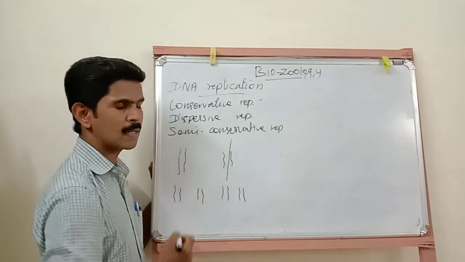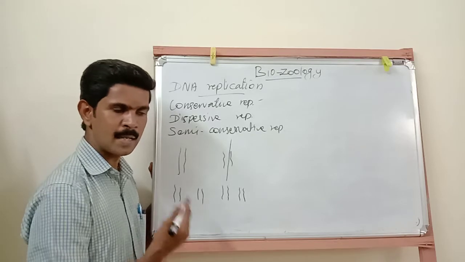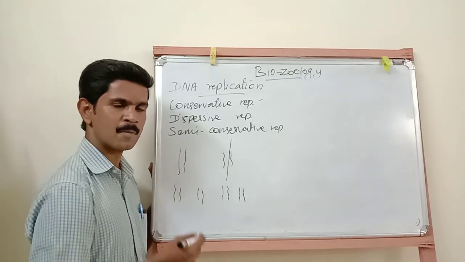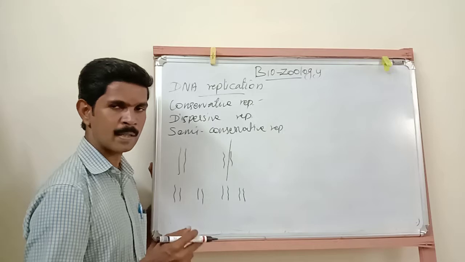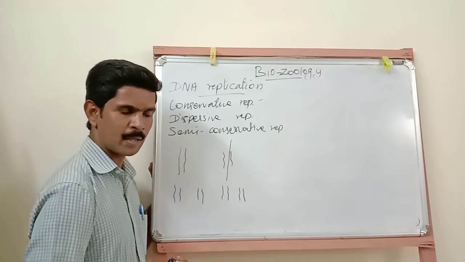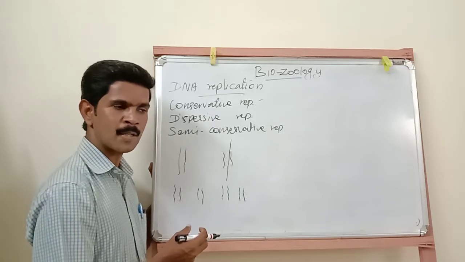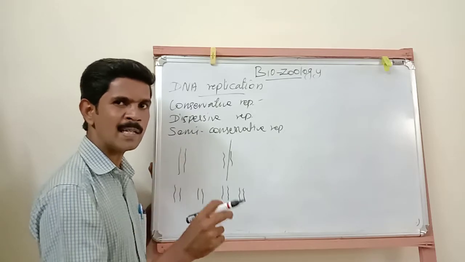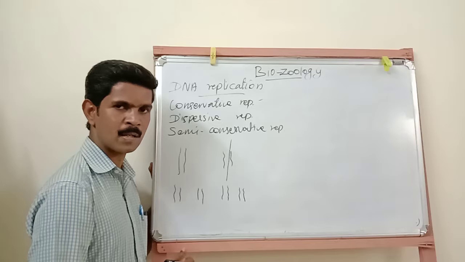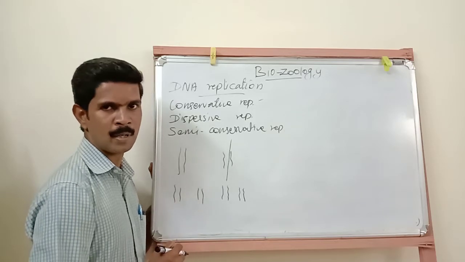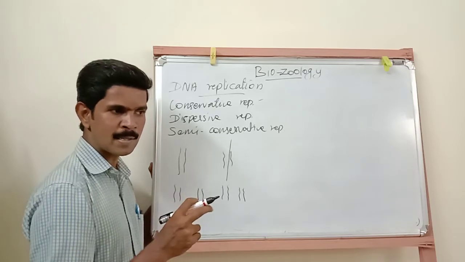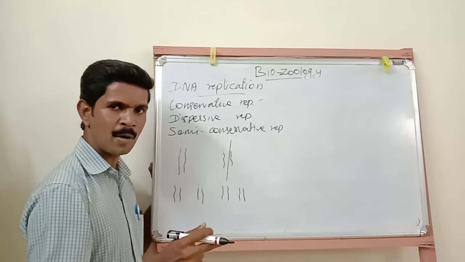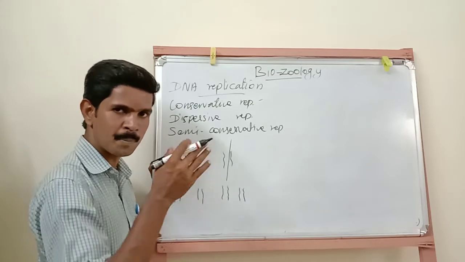And the third one is the semi-conservative replication process. The semi-conservative replication process was proposed by two scientists, Watson and Crick, in the year 1953. In this type of replication process, first the replication starts from one end of the DNA molecule, and when replication takes place, the hydrogen bonds present between the two strands are broken first.